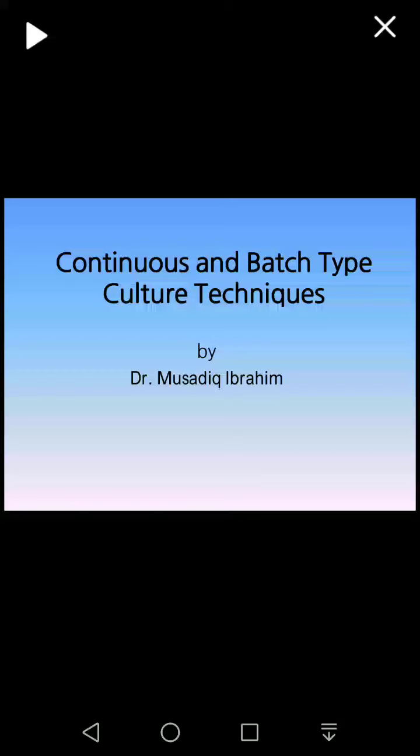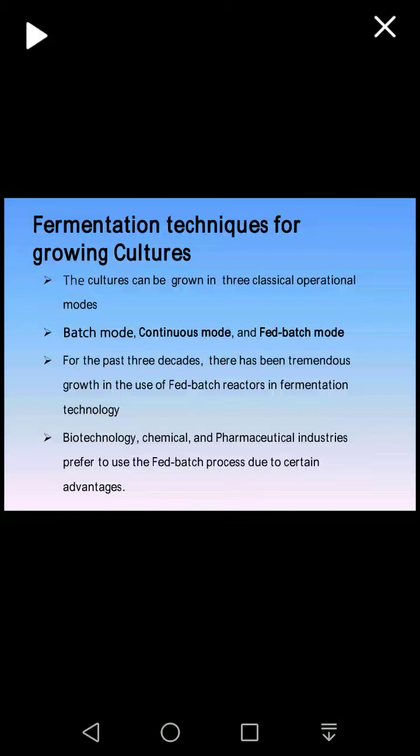fermentation techniques, which are used for the growth of the microorganisms or for the production of primary metabolites or secondary metabolites. So moving towards the topic, for growing cultures we normally use the fermentation technique. And within the fermentation technique, there are different sub techniques which are used in the process. So the cultures can be grown in three classical operational modes. There are basically three types of fermentations which are carried out for the production of valuable products. The first one is batch mode, the second one is continuous mode, and the third one is fed batch mode.